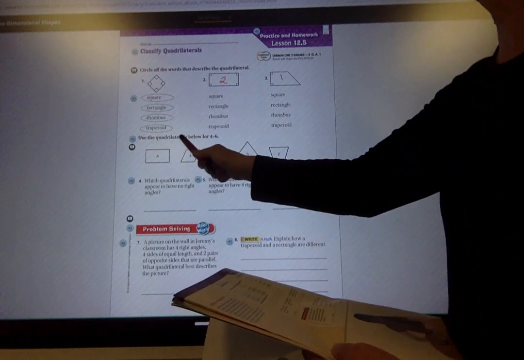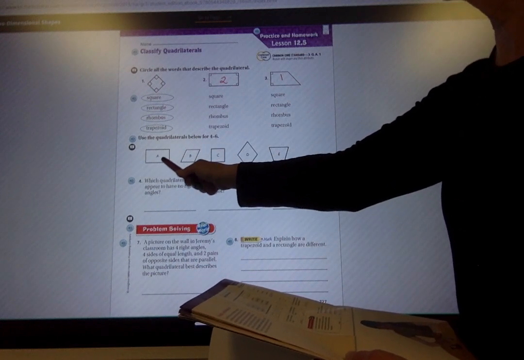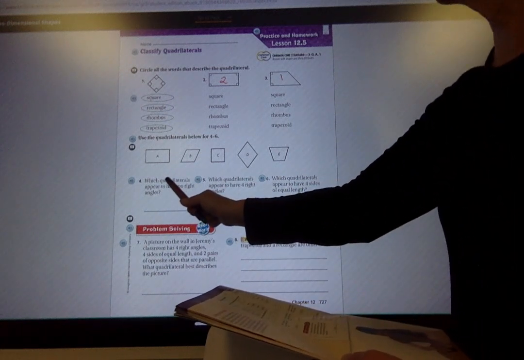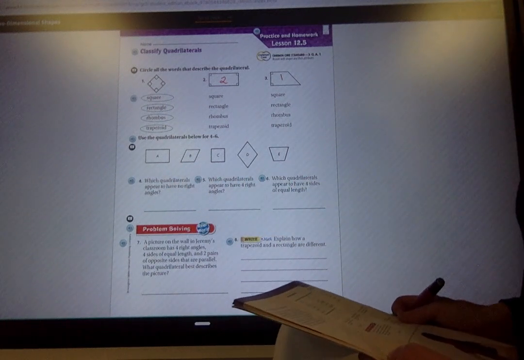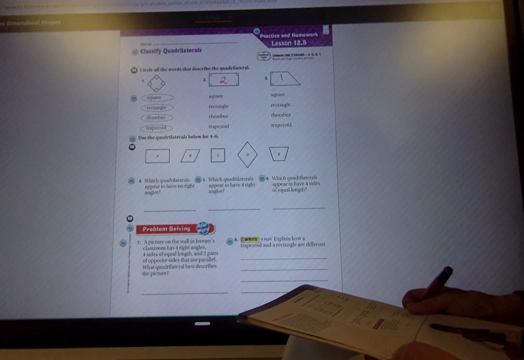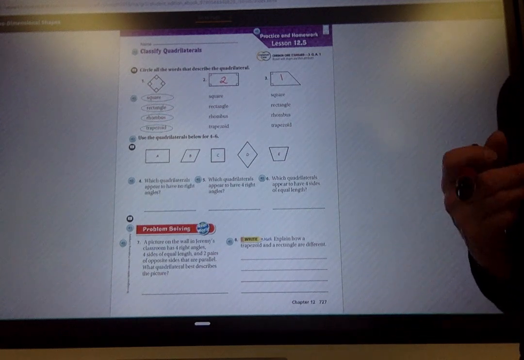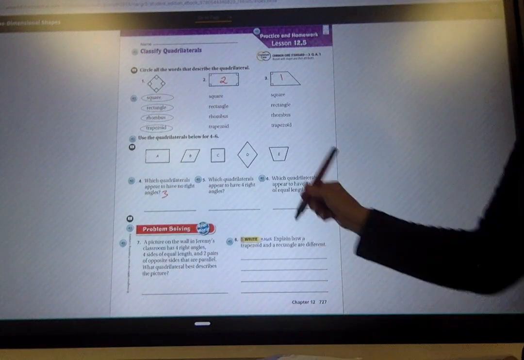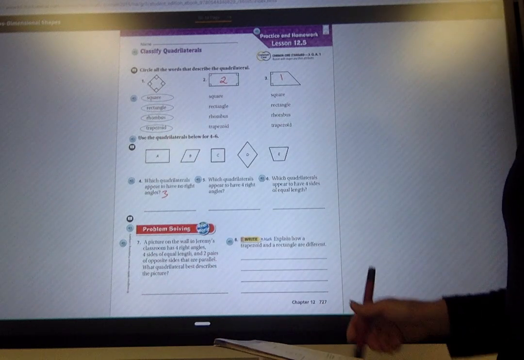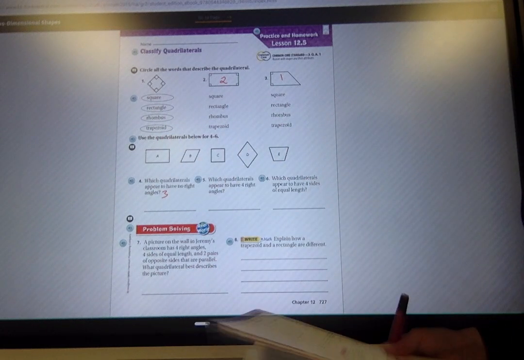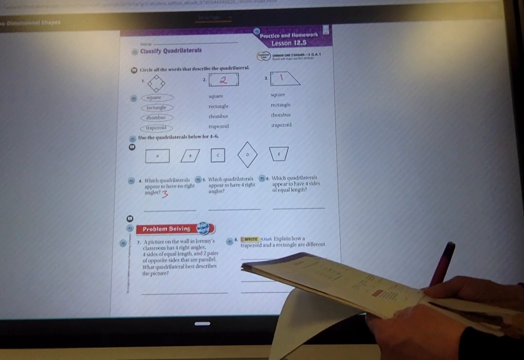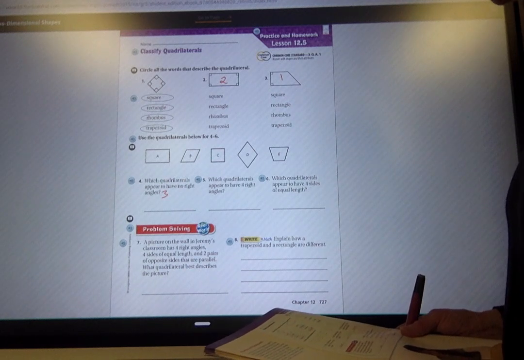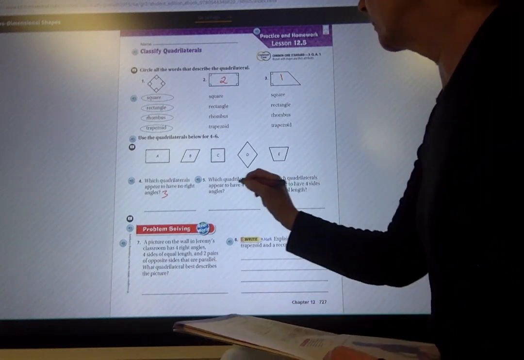Now it says use the quadrilaterals below for 4 through 6. We have these 5 different quadrilaterals. Number 4 asks, which quadrilaterals appear to have no right angles? There are 3 answers. 3 of these figures do not have right angles. Write down the letter of the ones that do not have right angles. Number 5 says, which quadrilaterals appear to have 4 right angles? There are 2 of them.